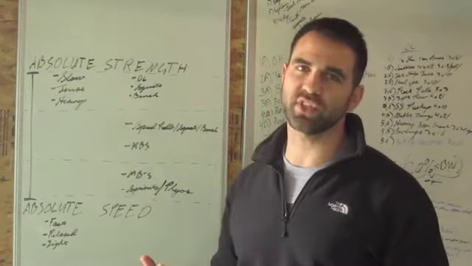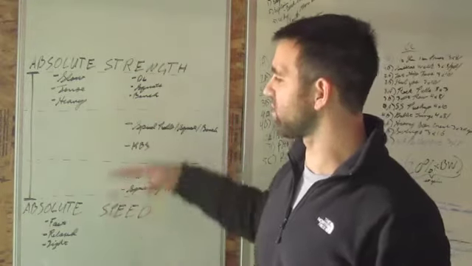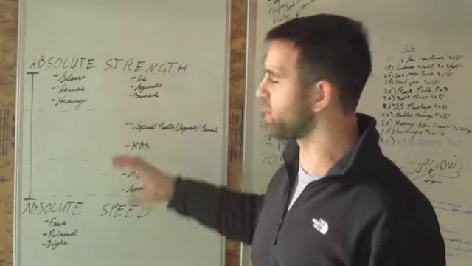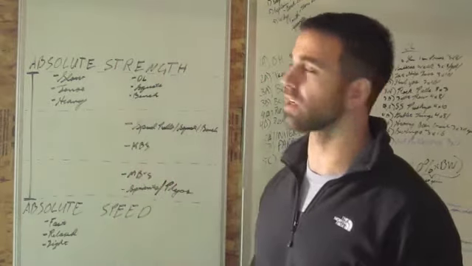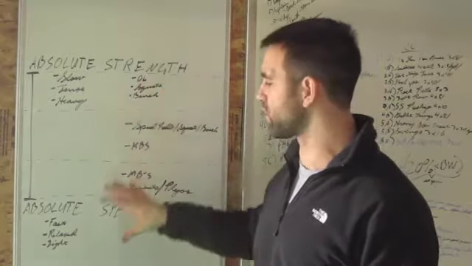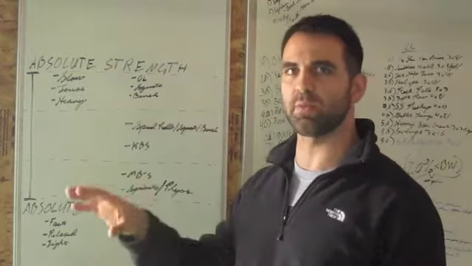Now when you get into off-season, things change. In off-season, they need to have a balance here. So we can start working on absolute speed, and we can start working on absolute strength, and then we bridge the gap in between with some kettlebells and some speed work. But pre-season, we're going to be working more towards the absolute speed end of the spectrum, because that's what they need to be working towards.